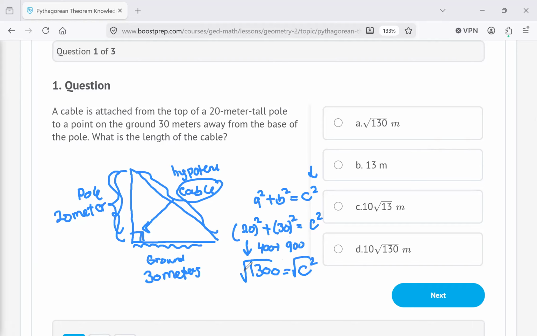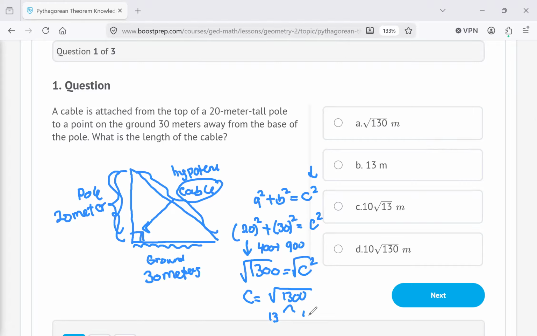This is definitely not a perfect square, because can you think of a number times itself that gives you 1300? Impossible, right? So it's not a perfect square, but you still can simplify it. Can you think of two numbers that will multiply to 1300? It could be any two numbers. Yes, it would be 13 and 100.